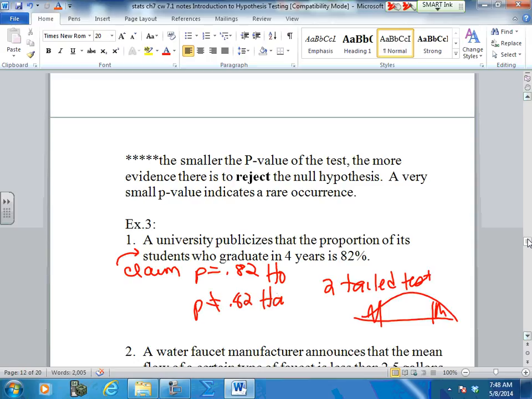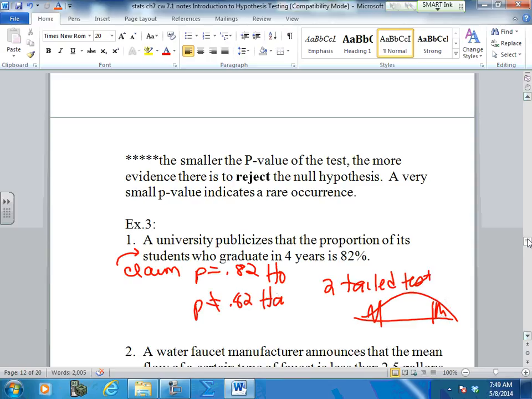If you take a look at page 338, see their curves? See all the curves for those? See the left tail test? It's shaded into the left. The right tail test, shaded into the right. A two tail test shares. It's going to share your probability. It's going to be split in half equally because it's symmetrical. Okay? All right.